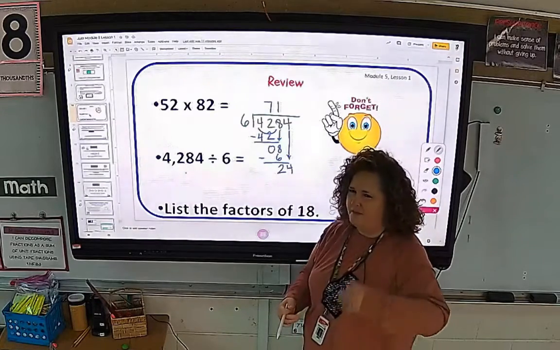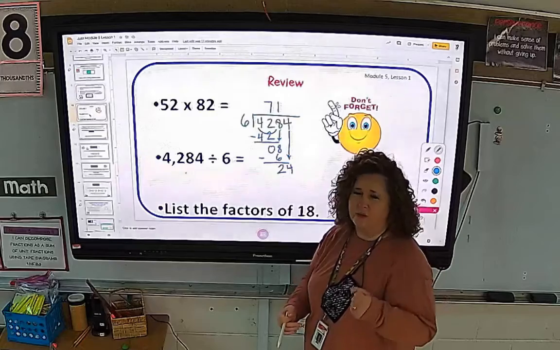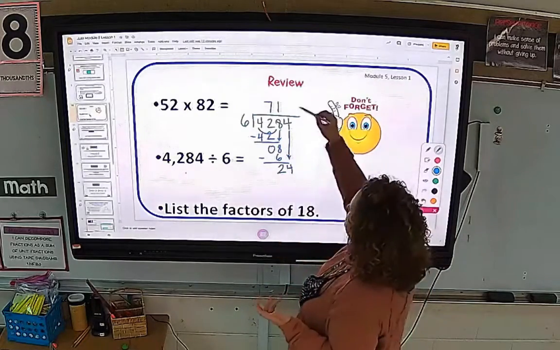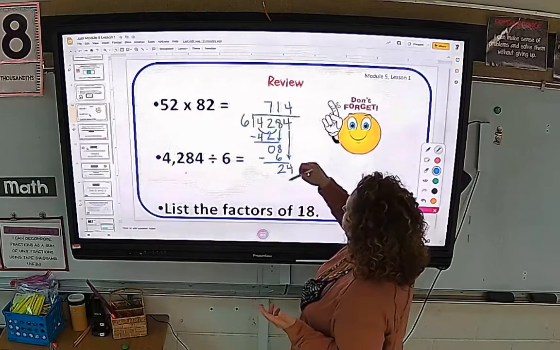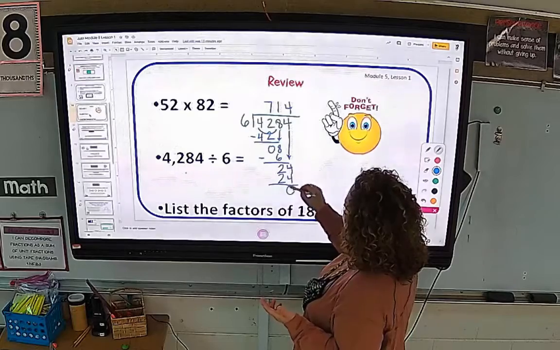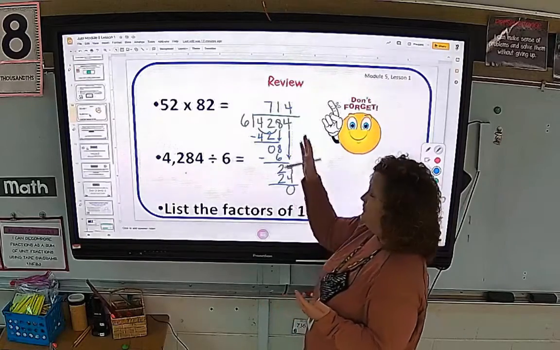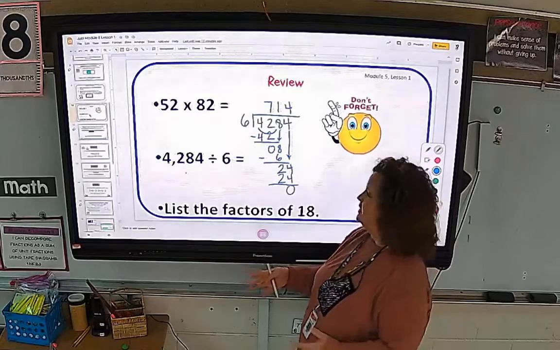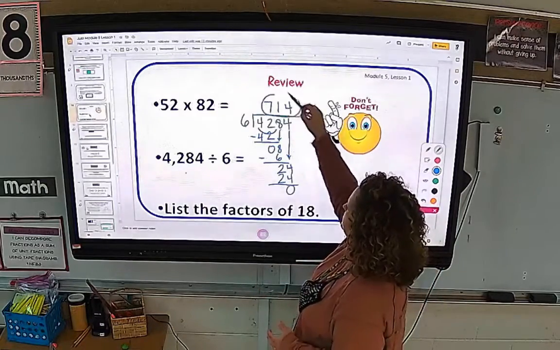How many 6s can I get out of 24? Again, that fact family, I know these so well by now that that's ringing a bell. I know 6 times something is 24. 6 times 4 is 24, so I can subtract that exactly, and I get 0. I have nothing else to bring down, so I have no remainder, no more digits to bring down. So my final answer is this.